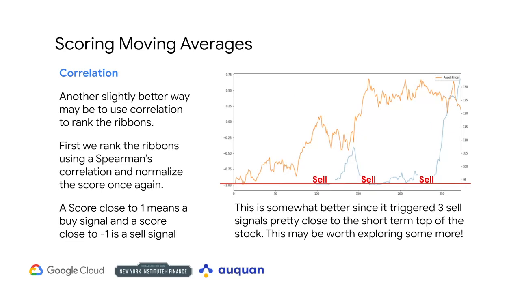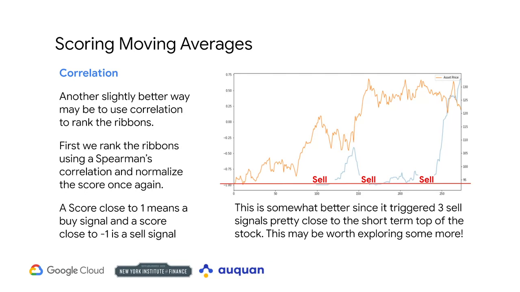Another slightly better way may be to use correlation to rank ribbons. You can use a correlation metric. A perfectly increasing order of ribbons results in a score of 1. This can be a signal to buy or go long. A perfectly decreasing order of ribbons results in a score of -1. This can be a signal to sell or go short.